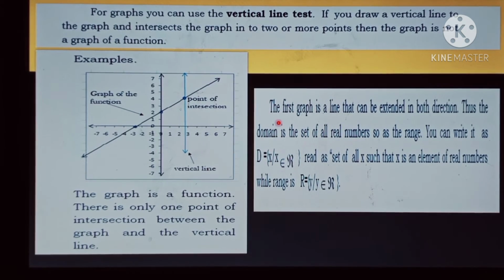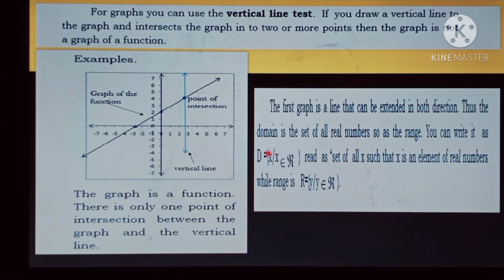Here, I also added that the first graph is a line that can be extended in both directions. Thus, the domain is the set of all real numbers, and so is the range. They are the same. You can write the domain as D such that x is an element of the real numbers. The notation {x | x} is read as the set of all x such that. This symbol, like an inverted E, is called element, and the script R is the symbol for the real numbers.